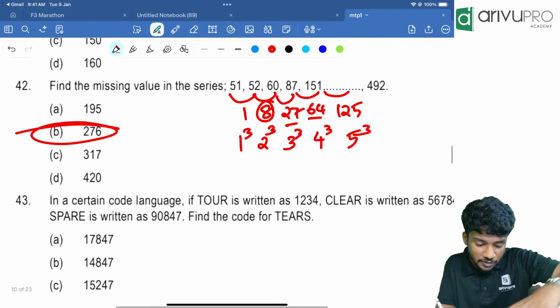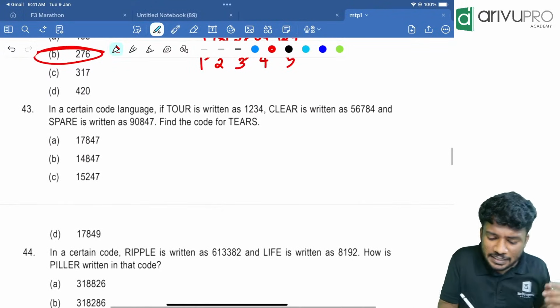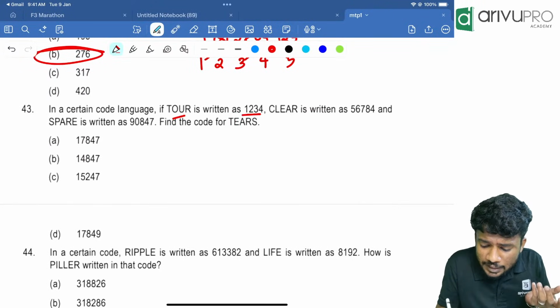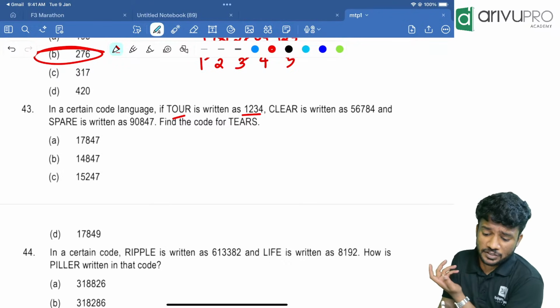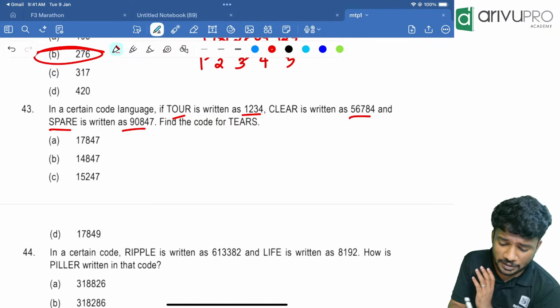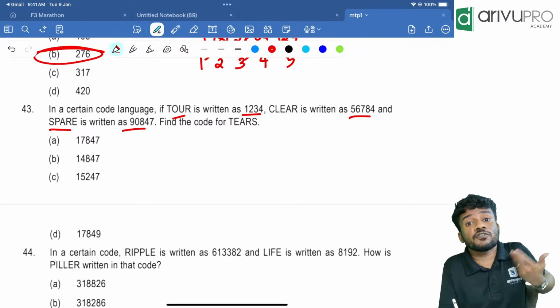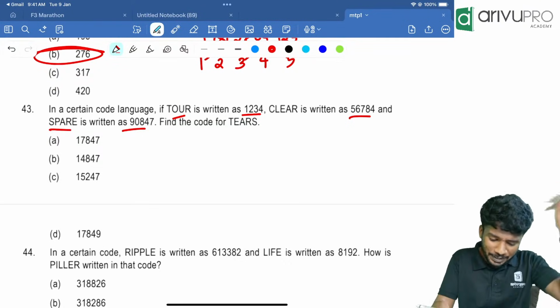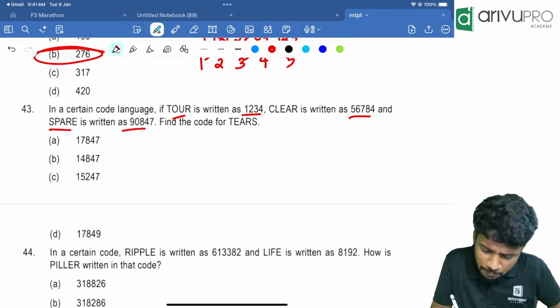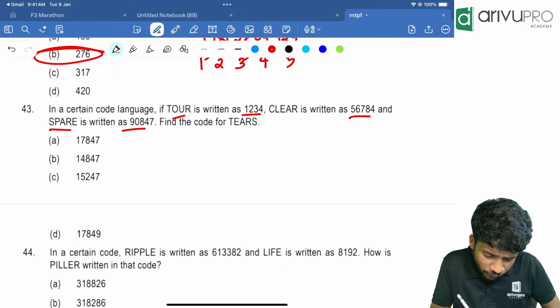Option C, B is your answer. Next one. In a certain code, if TOUR is written as this much, CLEAR is written as 5, 6 this much, SPARE is written as this much, then we should find the value for TEARS. People, it is a letter to digit coding. Now looking at this, we will go for the first one.